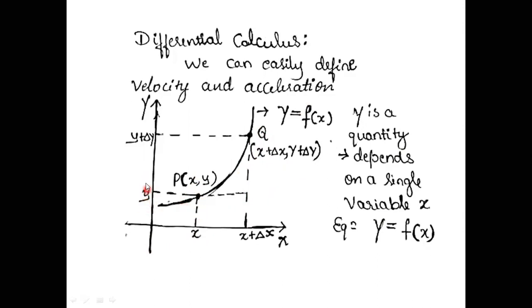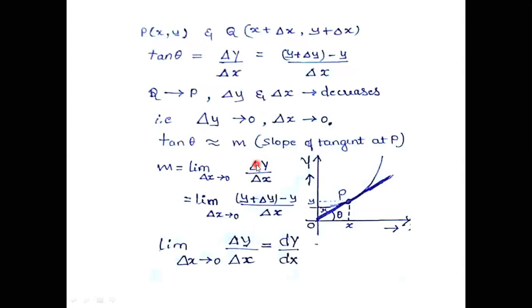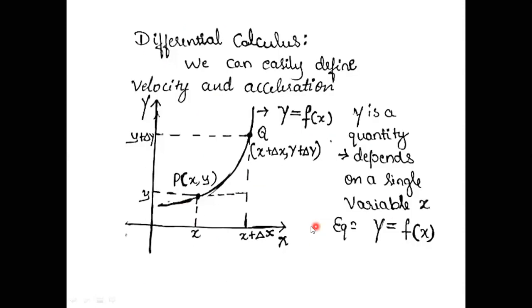Next, for Q along the y axis, the value is y plus a small value delta y. So this portion is delta x and this portion is delta y. Okay. So here in the triangle, if I consider the straight line which joins P and Q, if I draw a straight line which joins P and Q, I will get one angle.